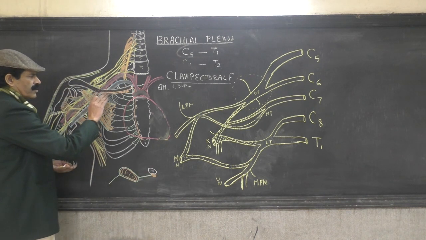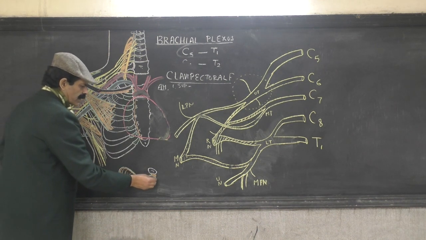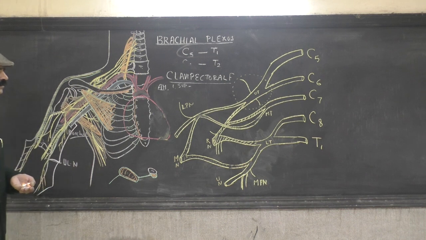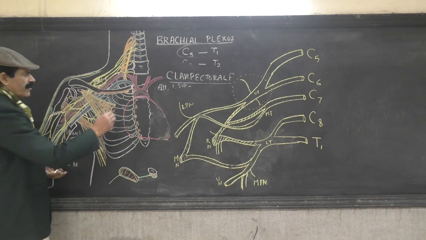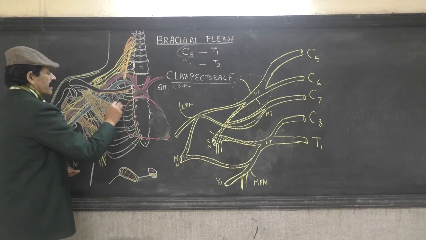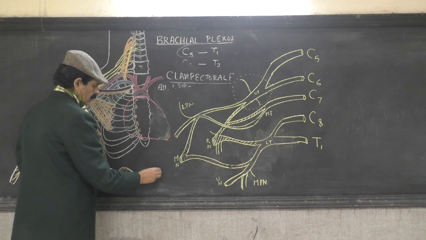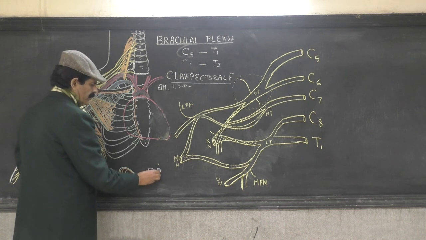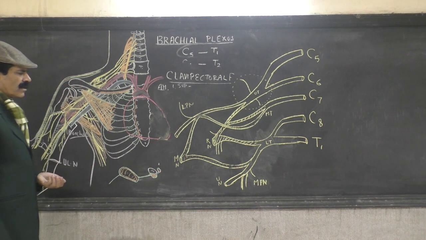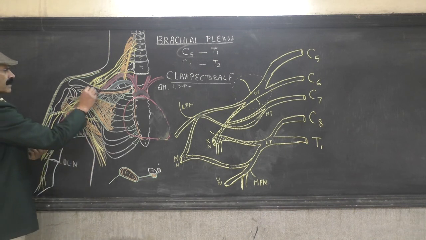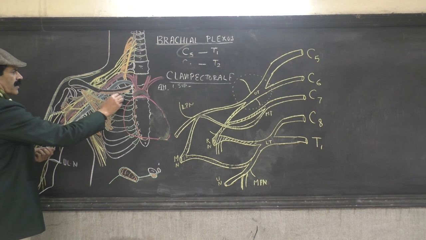So this clavipectoral fascia runs towards the clavicle, and it also covers the subclavius insertion in the subclavian groove on the inferior surface of the clavicle, and then it is attached to the clavicle. As it invests the whole of the subclavius muscle, it reaches up to the first rib also. So this is the first rib, and from here it is attached to the costal cartilage of the first rib. In this way it covers the subclavian vessels and the brachial plexus cords.